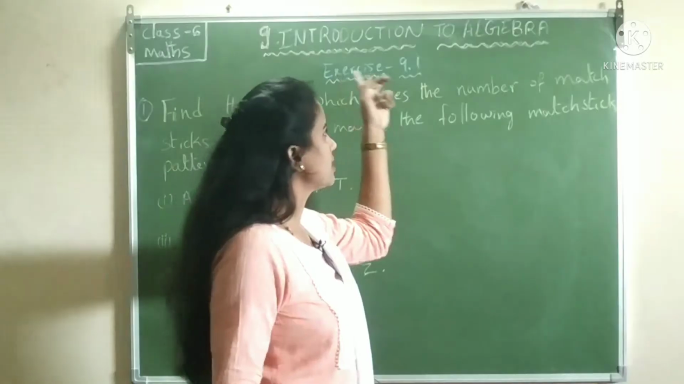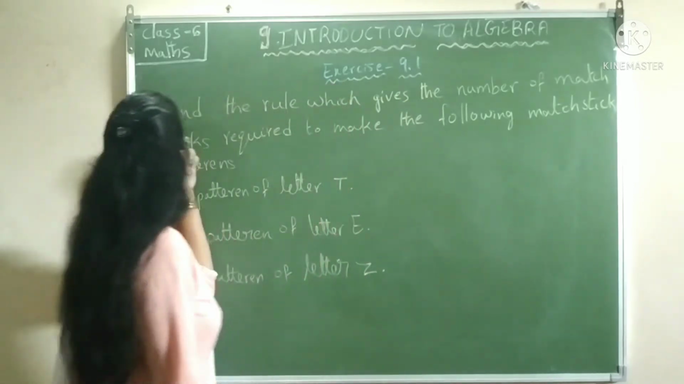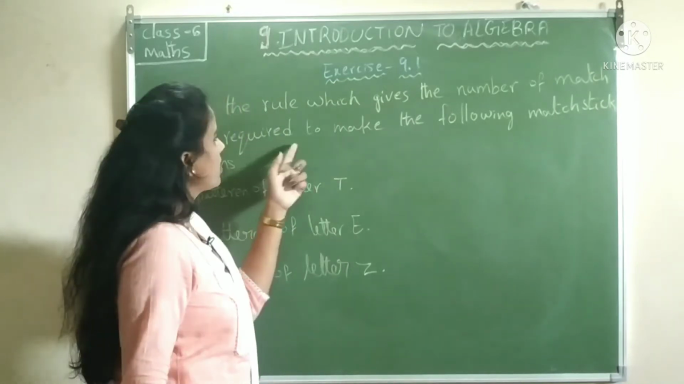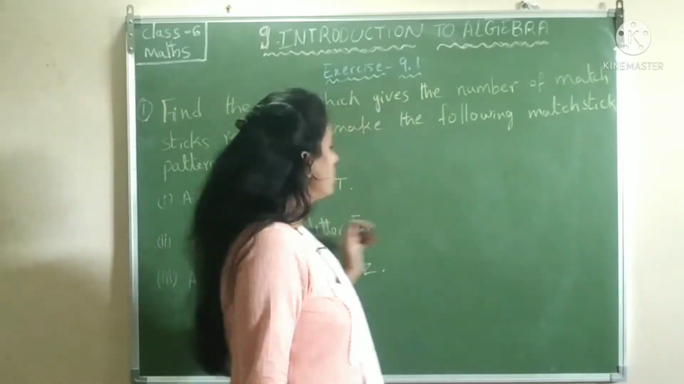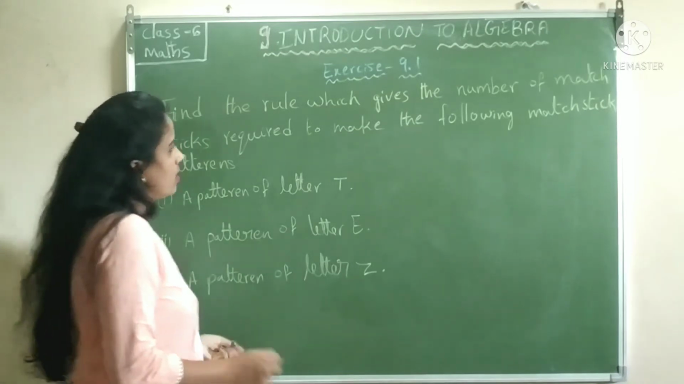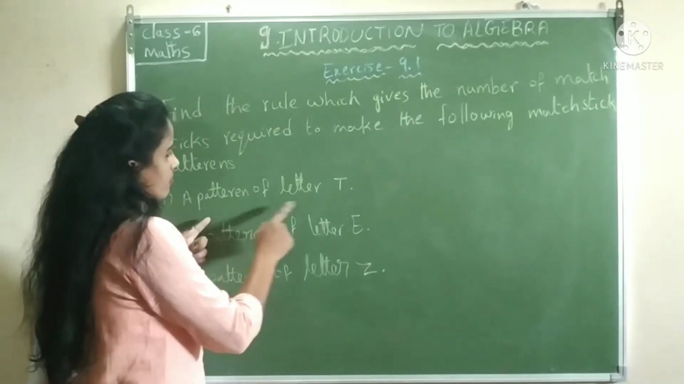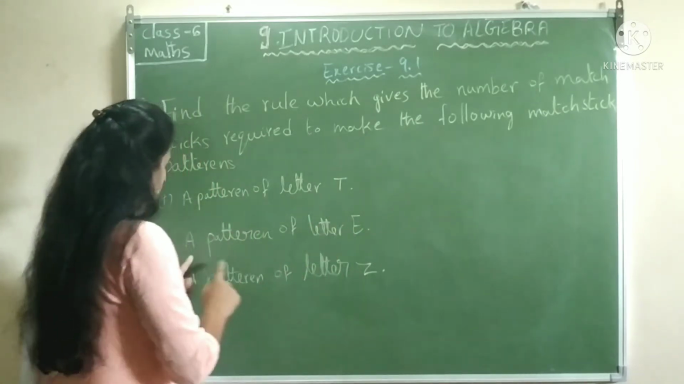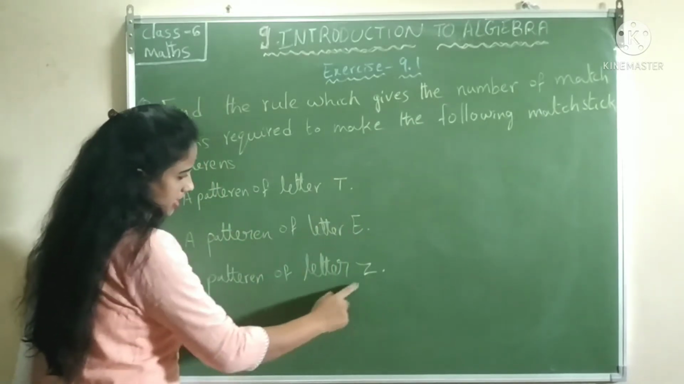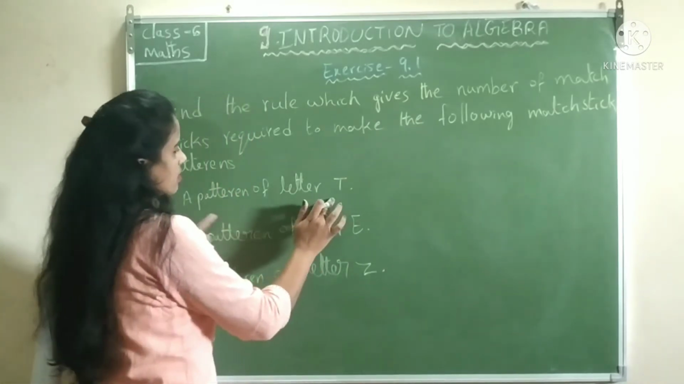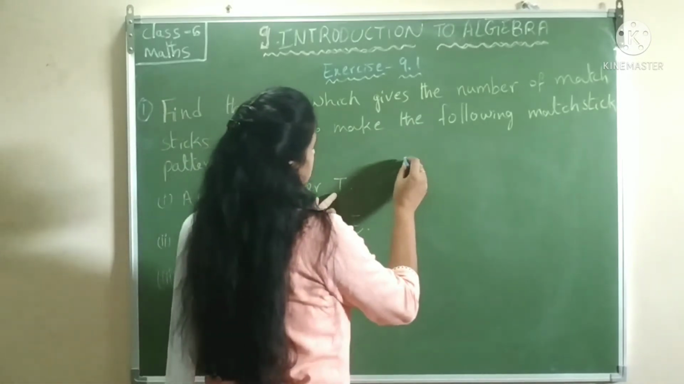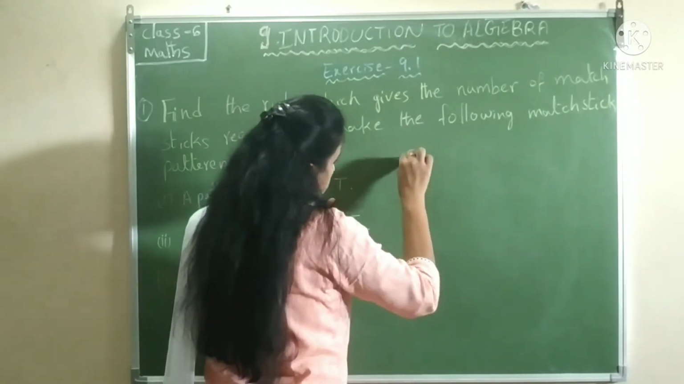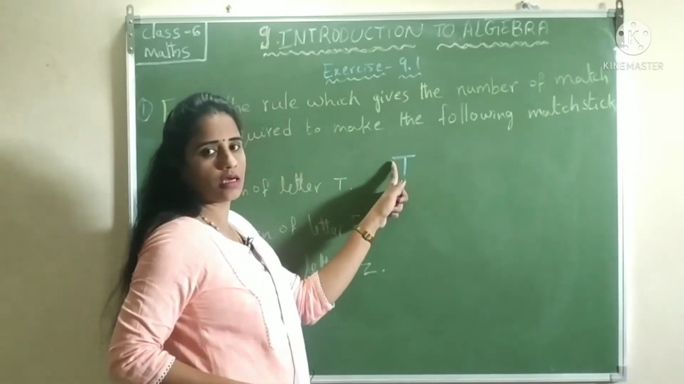Let us see examples. That is 9.1. Okay. Find the rule which gives the number of matchsticks required to make the following matchstick patterns. A pattern of letter T, a pattern of letter E, a pattern of letter Z. How many matchsticks are required for letter T? 2 matchsticks are required.